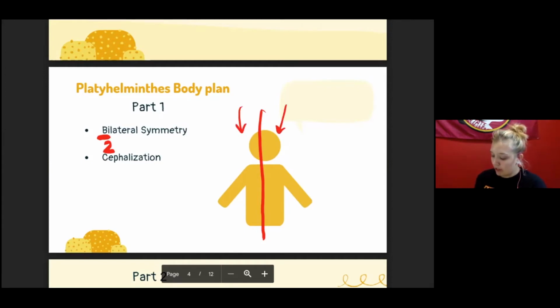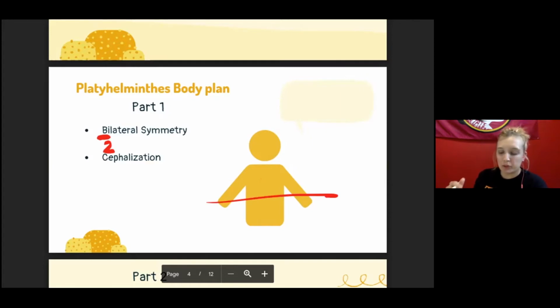We wouldn't cut this organism this direction because it wouldn't be the same on both sides. So bilateral symmetry is always going to divide in half lengthwise usually.